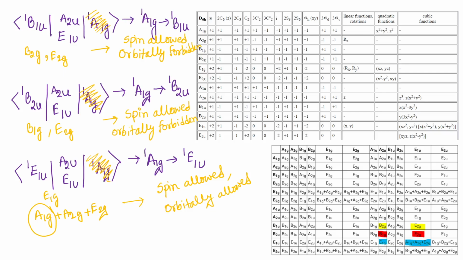Now next, let me check what is next. These we know are going to have the highest intensity, spin allowed and orbitally allowed. But what about these, which are spin allowed but orbitally forbidden? What can come as a savior? Not spin-orbit coupling, but vibronic coupling.